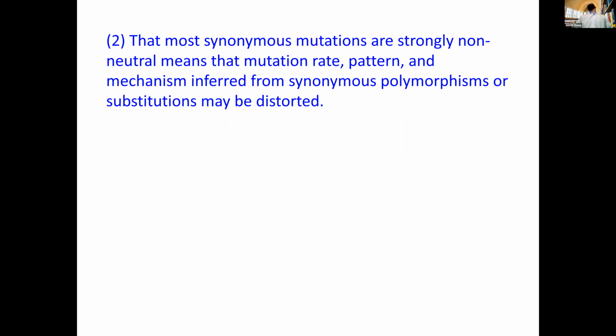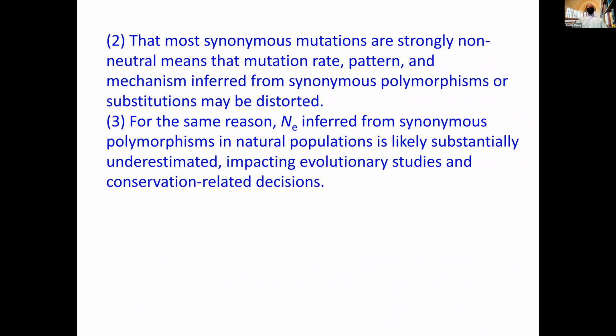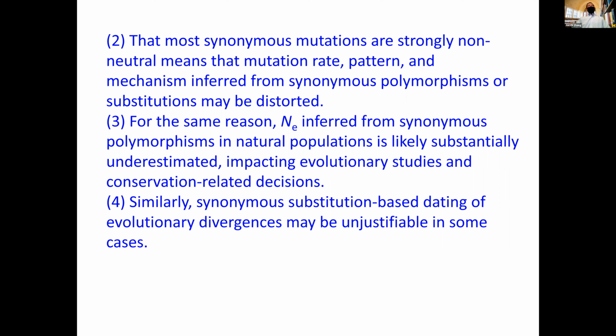And a lot of studies about mutation rate, mutation pattern, and mutation mechanism are based on synonymous mutations. So that needs to be reinvestigated. Effective population size is often estimated from synonymous polymorphism. So that also needs to be reinvestigated. Some molecular dating is based on synonymous mutation. Say you date the time of duplication of a gene, and you compare their synonymous distance. So that might not be correct.